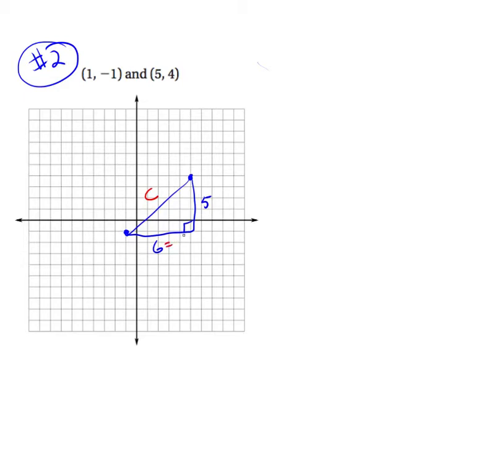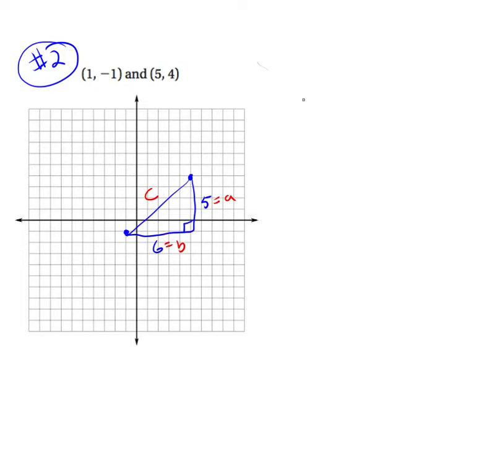Now remember, we're not necessarily doing the positives and negatives because we're not looking for the slope of our line. We're just looking for the distance. And remember, it's always going to be squared, so it's always going to be a positive answer. So we'll call this one a and this one b.